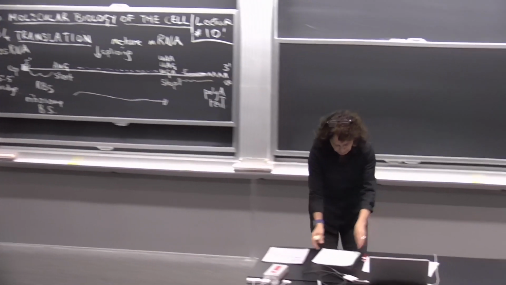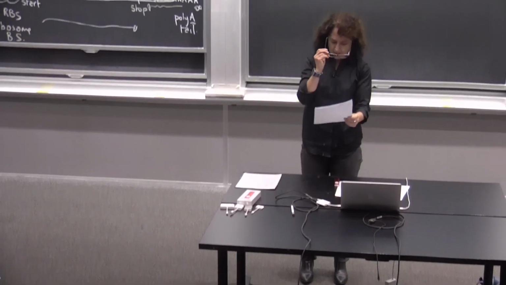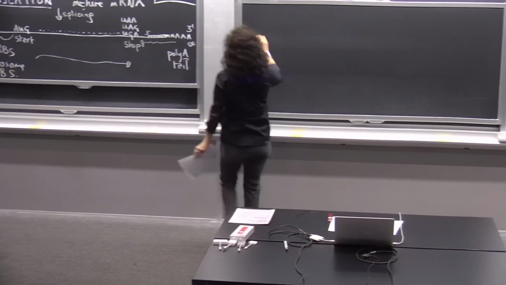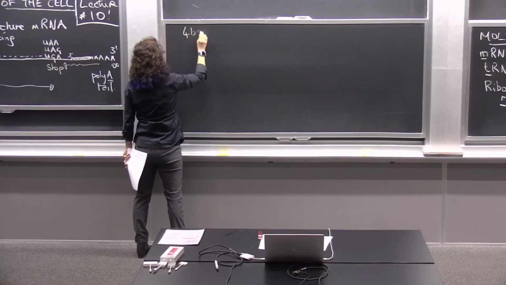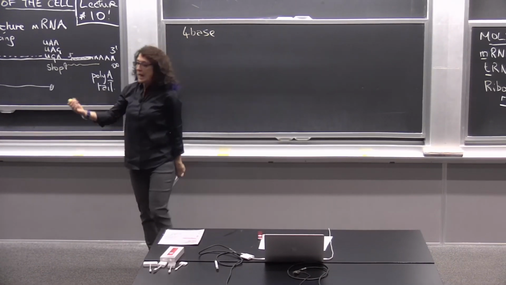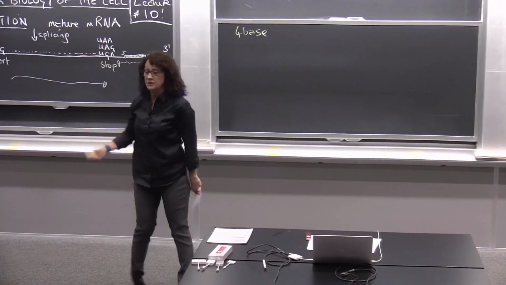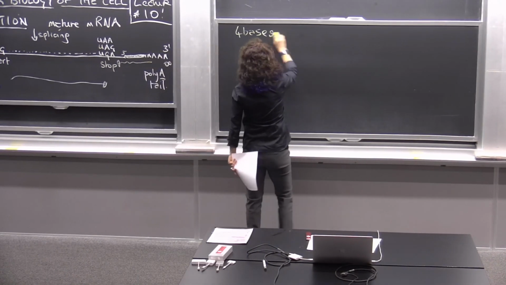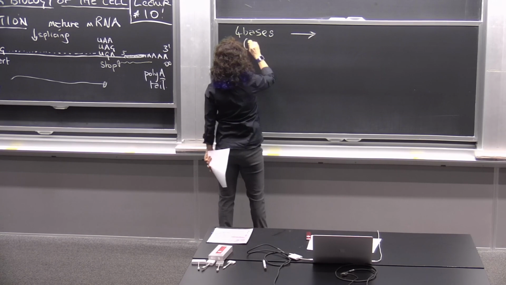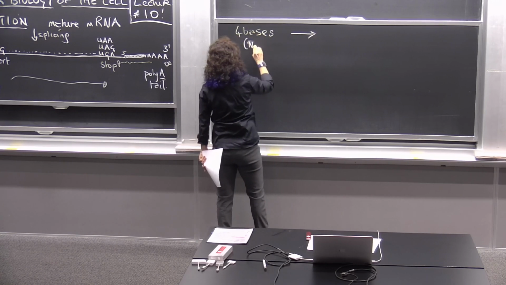Great. So the first thing we have to think about here is how do we go from 4 bases to a language that includes 20 letters, right? Or it's better, really more precise for me to call them nucleotides.